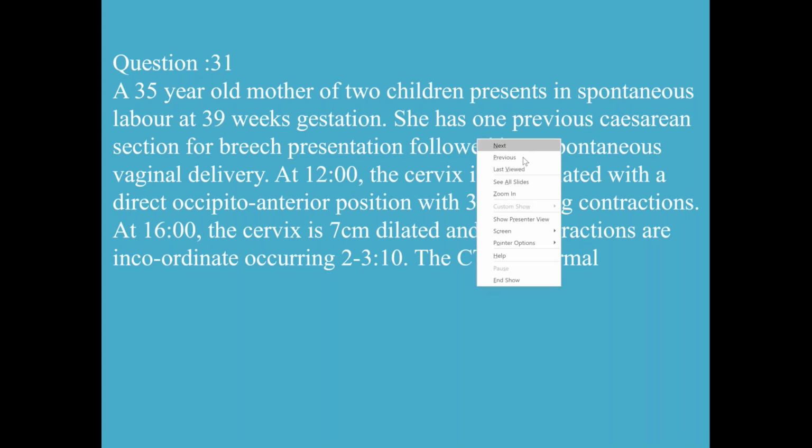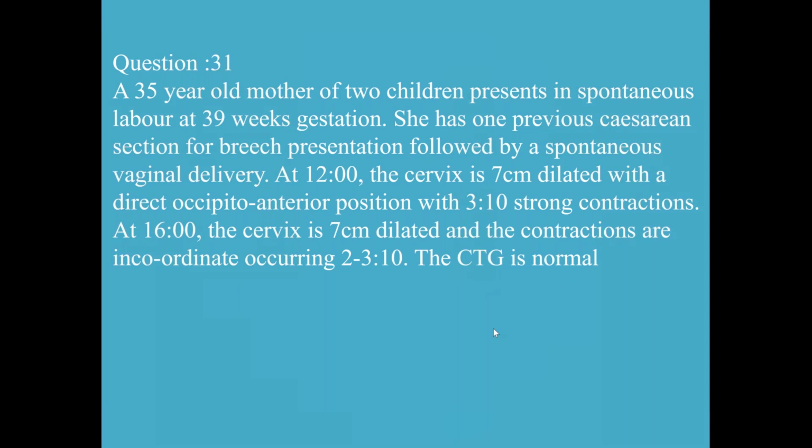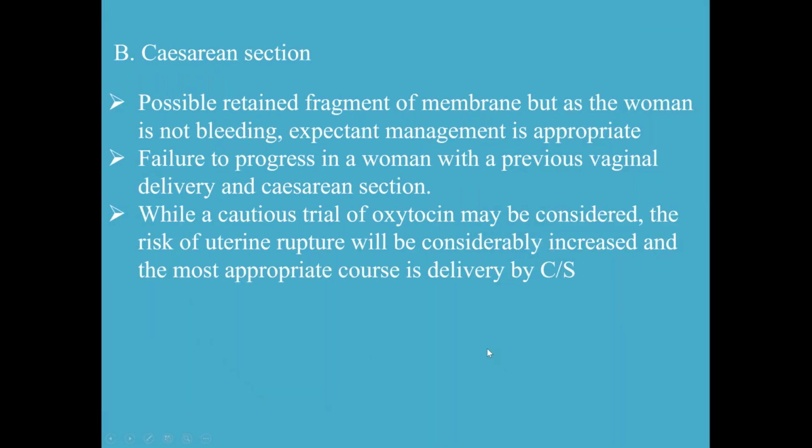Okay, so the best option would be C-section, right? Option B, cesarean section. Yes. Excuse me, sir, you say incoordinate contractions occurring 2 to 3 in 10 minutes, which is not adequate. I think the adequate contraction is about 5 in 10 minutes. I don't think it's adequate. This woman should need augmentation of labor.